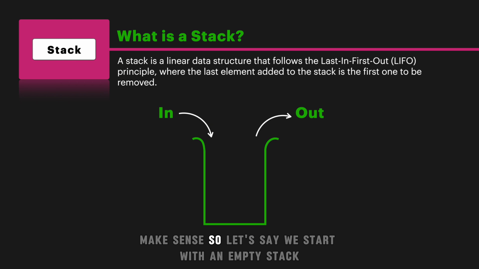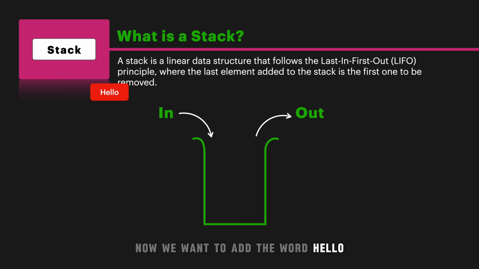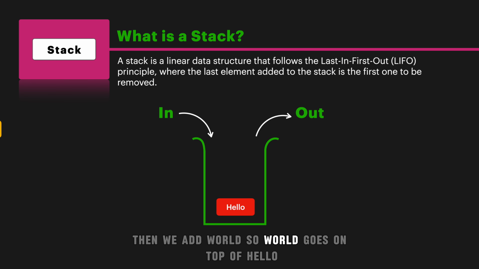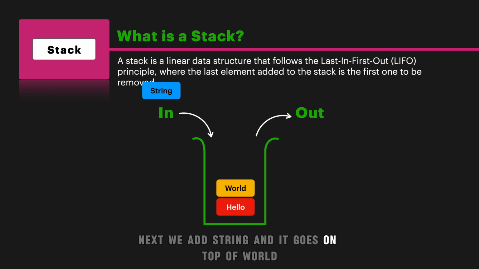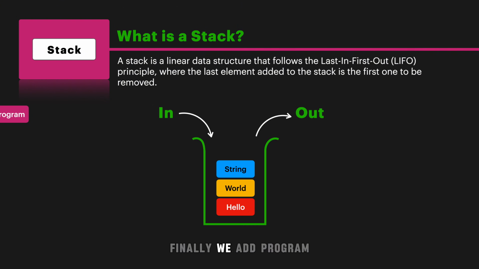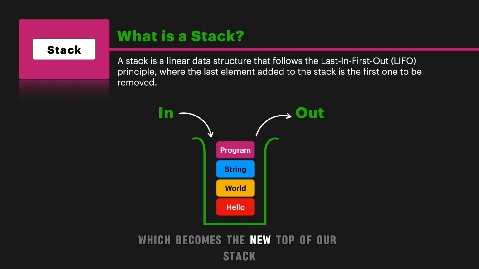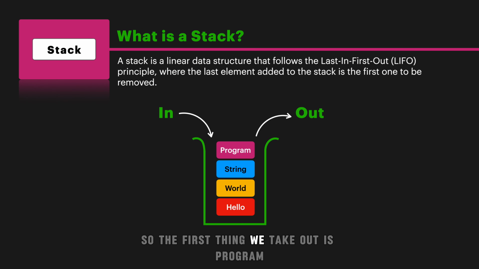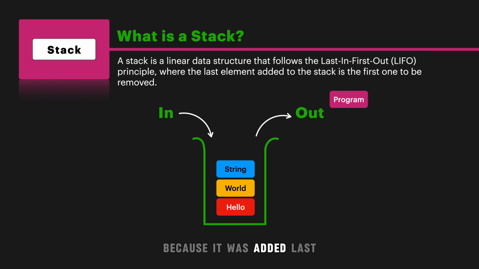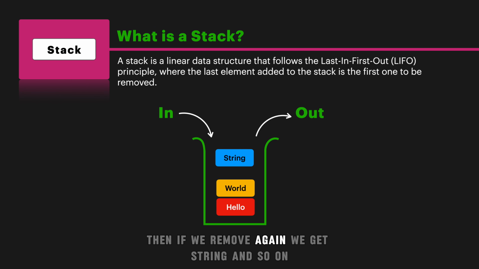Make sense? So, let's say we start with an empty stack. Now, we want to add the word hello. Then we add world, so world goes on top of hello. Next, we add string, and it goes on top of world. Finally, we add program, which becomes the new top of our stack. Now, when we want to remove something, we always remove from the top. So, the first thing we take out is program, because it was added last. Then, if we remove again, we get string, and so on.